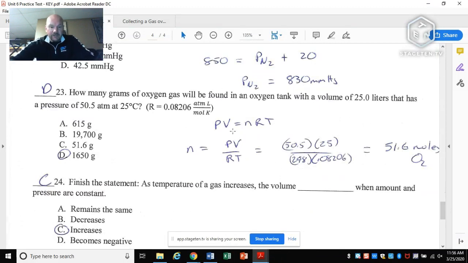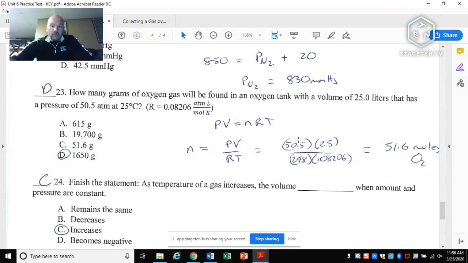So the first thing I have to do is solve for moles. If I'm using the ideal gas law, it's PV equals nRT. n is moles of gas. R is the ideal gas law constant. Notice the units for the ideal gas law constant are telling you what the other units have to be. My unit of pressure has to be atmospheres. My unit of volume has to be liters. My unit of amount of gas is moles. And my unit of temperature has to be Kelvin.